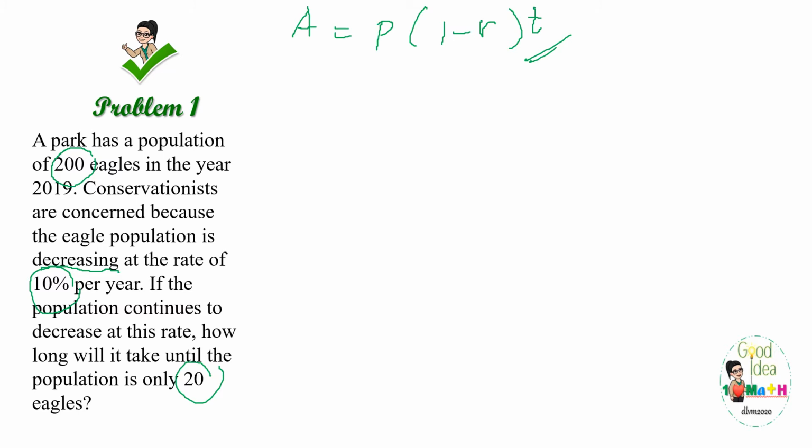Now, let us identify the given. So, 200 is the starting number of eagles, so we have to replace P here with 200. Next, the population is decreasing at the rate of 10%. So, 10% is the rate. This will be 1 minus 10%, which is the same as 0.1, and then raised to t.